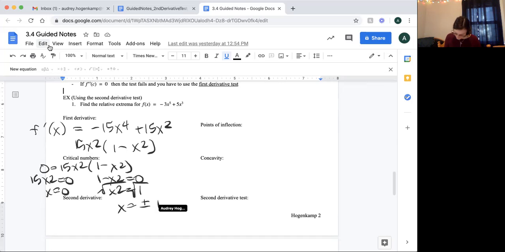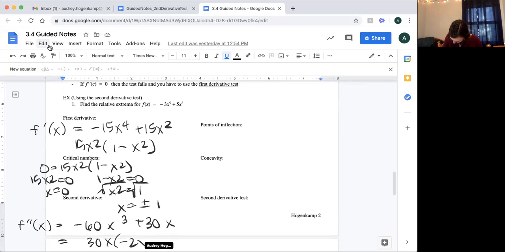So now I have my critical numbers. Second derivative, f double prime of x equals negative 60x cubed plus 30x. I'm going to factor out my greatest common factor of 30x and rewrite this as 30x times negative 2x squared plus 1. I actually don't need to know the points of inflection or the concavity for this problem. You can find those if you want to, but you don't need to, because for the second derivative test we just plug in our critical numbers, which are x equals 0, x equals 1, x equals negative 1, to our second derivative.